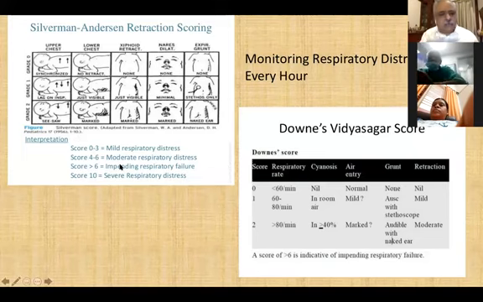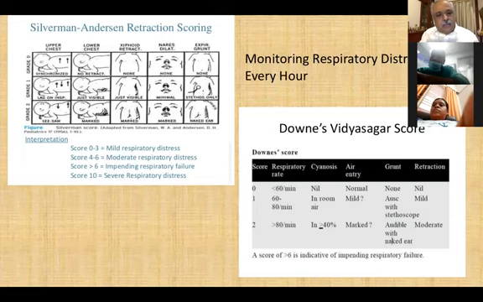Long back, about in the 1950s, Dr. Silverman had given this score based on the respiratory efforts of the baby: the upper respiratory and the lower chest movements, the alar nasal flaring. You can easily give such a scoring chart to a nurse or a resident doctor to monitor. Or you have the Downes score, which is probably more validated, and can be used for term and preterm babies, but the Silverman score is mostly useful for preterm babies. So you would not leave this baby unattended.